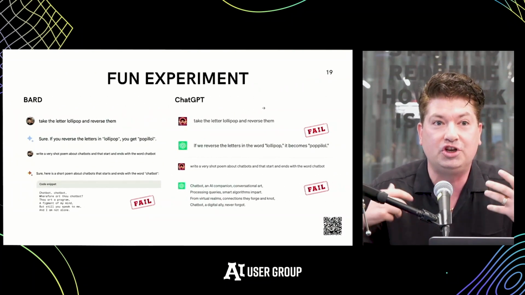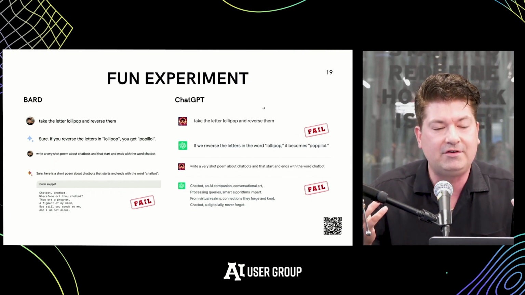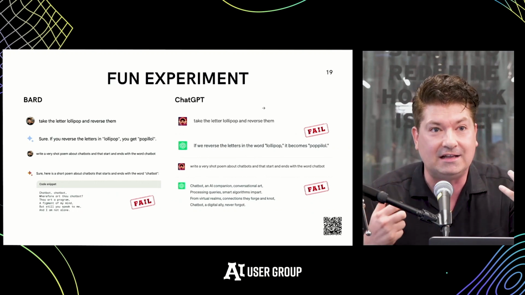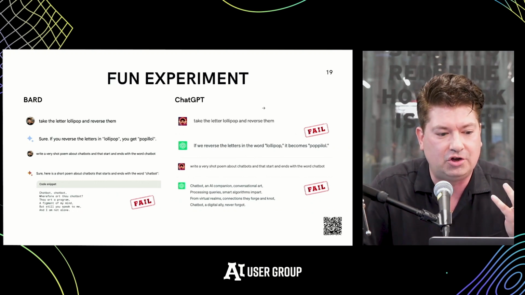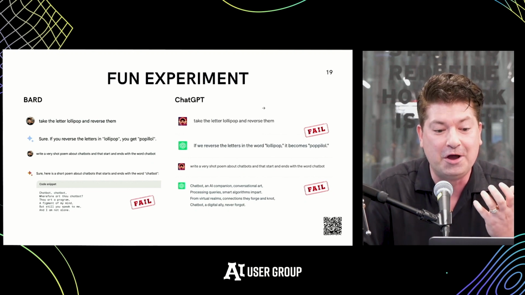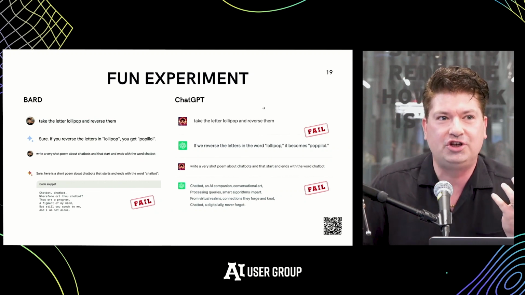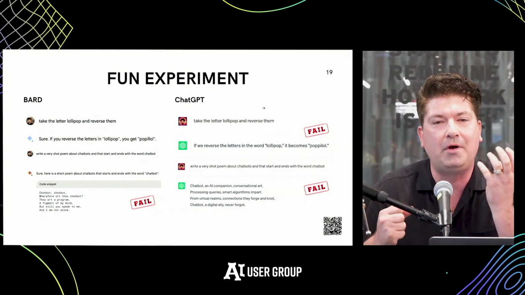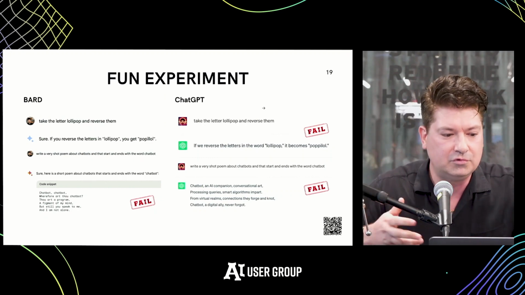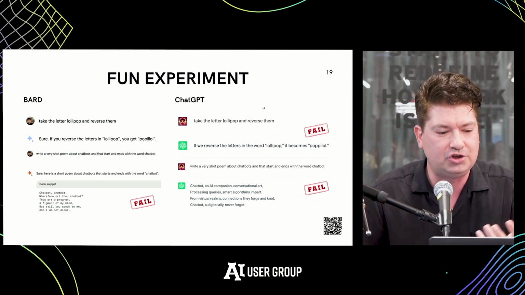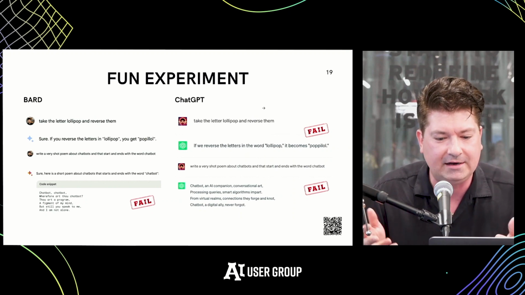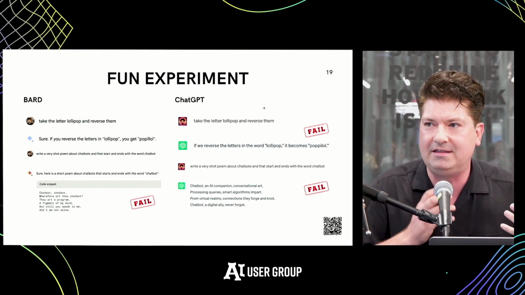Now, here are a couple of things that you can do to try to break ChatGPT. One of them is you could ask a question that is outside of its bounds of icons. So if you ask it to reverse lollipop, it'll get it wrong, but Bard gets it right. Another test you could do is you can give it a prompt where you ask it to start a sentence, or a poem in this case, and end it with the same word. So we asked ChatGPT to write a poem about chatbots that starts with the chatbot and ends with the chatbot, and it failed. And Bard failed at that experiment too.